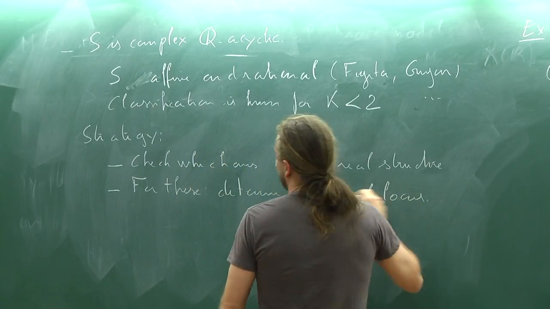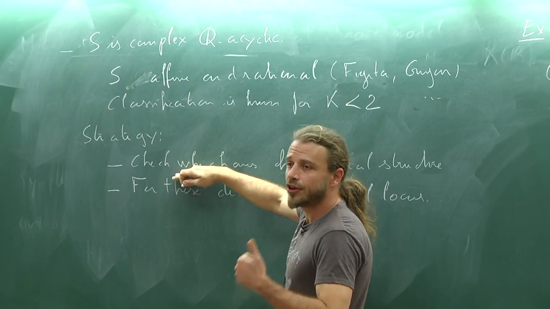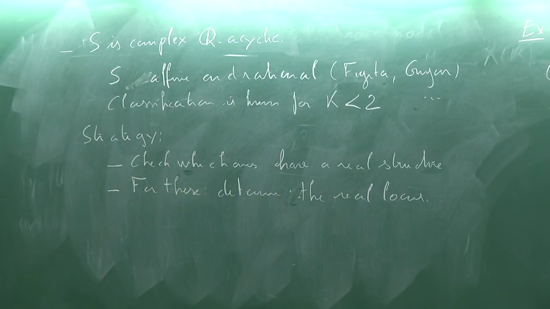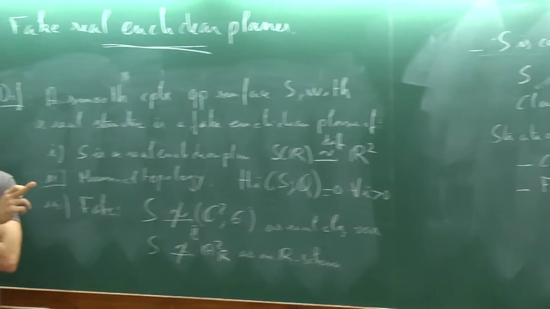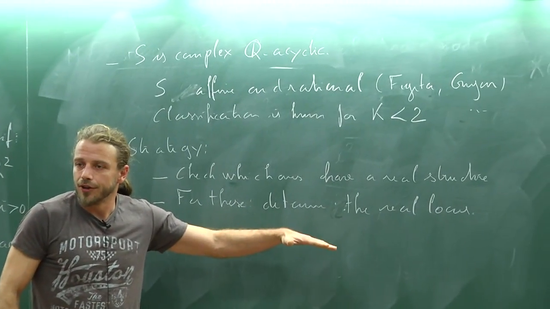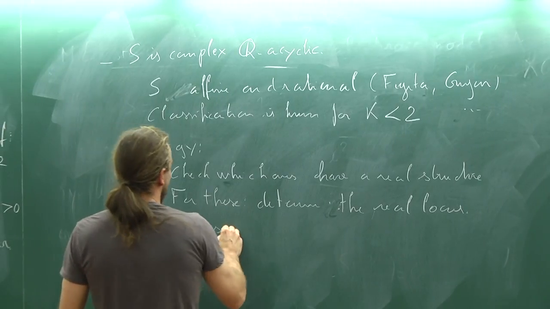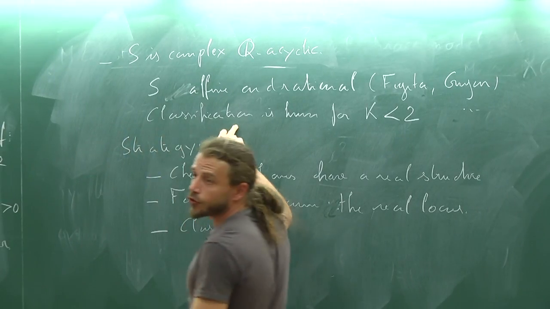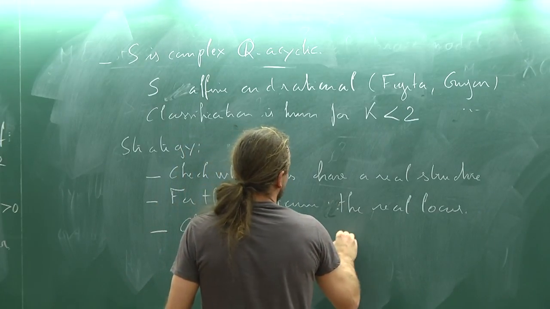Right? So once I have this, and I found something which is Q-acyclic with a real structure, I have something which has minimal topology and a real structure. But I need to decide whether it's a real Euclidean plane or not. So I need to characterize the real locus of these things. And at the end, classify. Yes, but we know the classification as complex surfaces up to isomorphism over R.